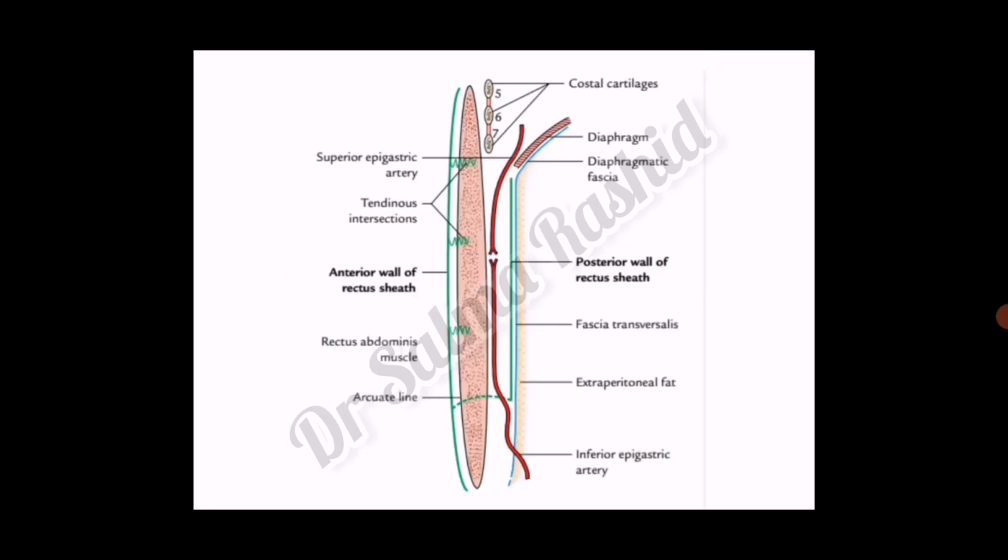In this picture, you can see superior epigastric artery and inferior epigastric arteries are present in the posterior wall of the rectus sheath. So, any trauma can result in hematoma formation.